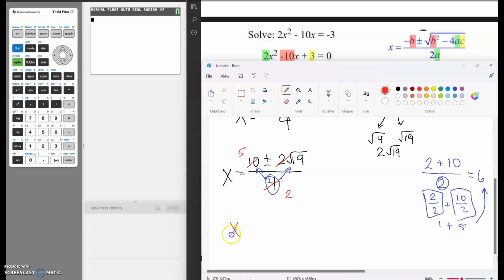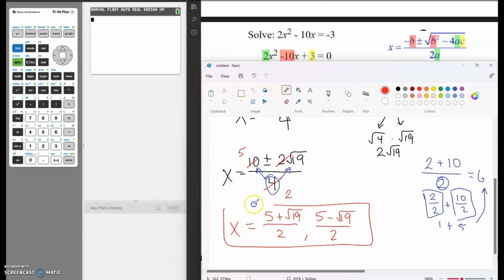So our final answers are 5 plus the square root of 19 divided by 2, and 5 minus the square root of 19 divided by 2. Please remember, some of the Math Excel questions don't let you put the plus or minus in, so you do have to write it as the two separate pieces. Keep that in mind, please.